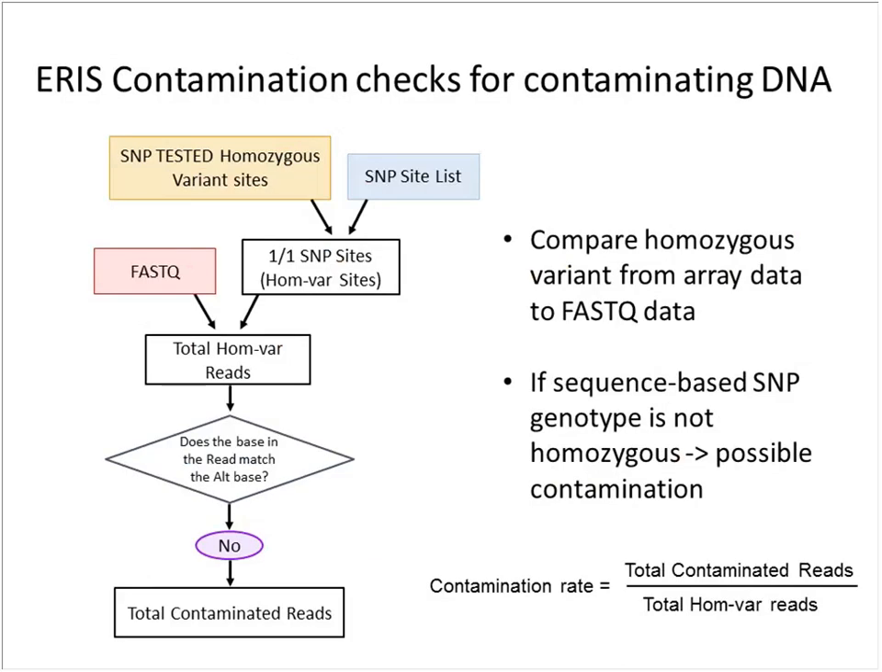And this flow chart shows you how ERIS determines sample contamination. Only the homozygote variants from the array data are used and compared with the sequencing data. If the sequencing-based SNP genotype is not homozygous, this indicates possible contamination. The contamination rate is calculated using the total contaminated reads and the total homozygous variant reads.